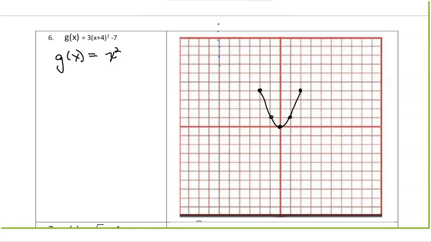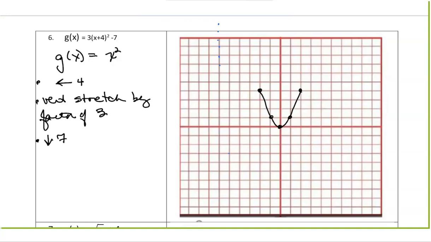Okay, so what's going on with this parent function? Looks like I'm going to go to the left 4. Then I'm going to do a vertical stretch by a factor of 3. So this is 1 thing, 2 things, 3 things. I'm going to go down 7. Okay. Find a nice color to contrast.